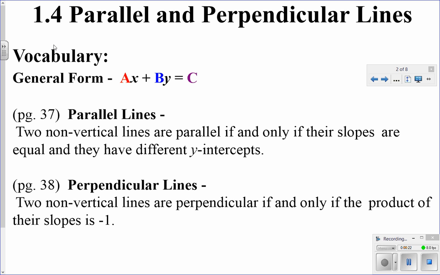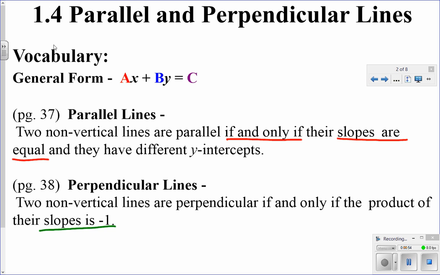Today our big thing we're talking about is parallel lines. We know two non-vertical lines are parallel if and only if their slopes are equal. For perpendicular lines, two non-vertical lines are perpendicular if and only if the product of their slopes is -1.